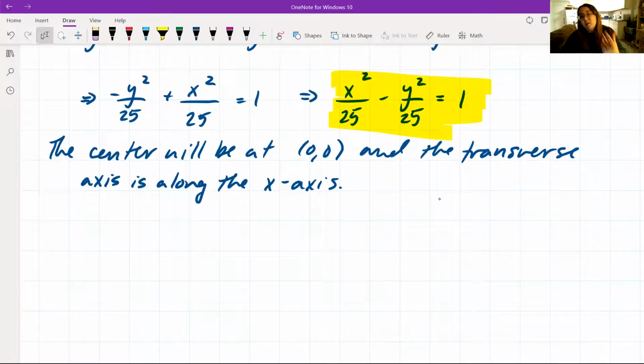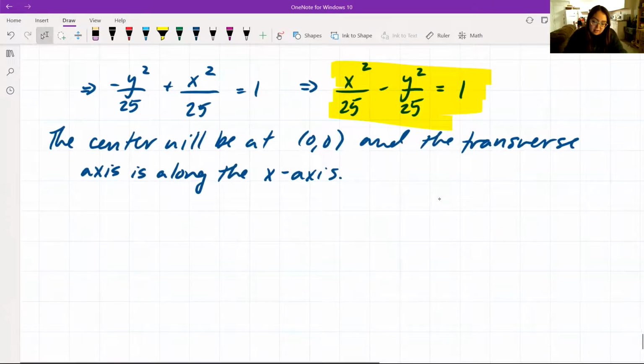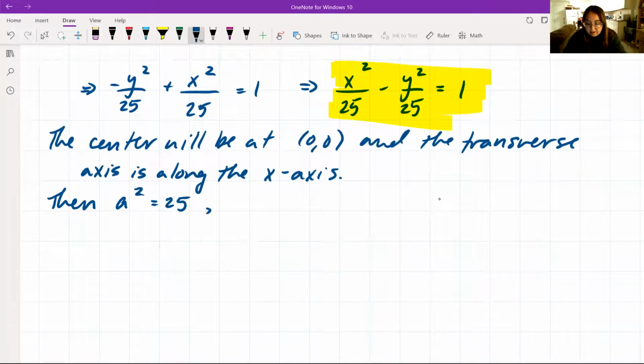So even though our problem does not require us to define our vertices, foci, asymptotes, anything like that, we still want to write them because we have to graph the equation, so we still want to be able to find them. So then we get that a squared is equal to 25 and b squared is equal to 25.